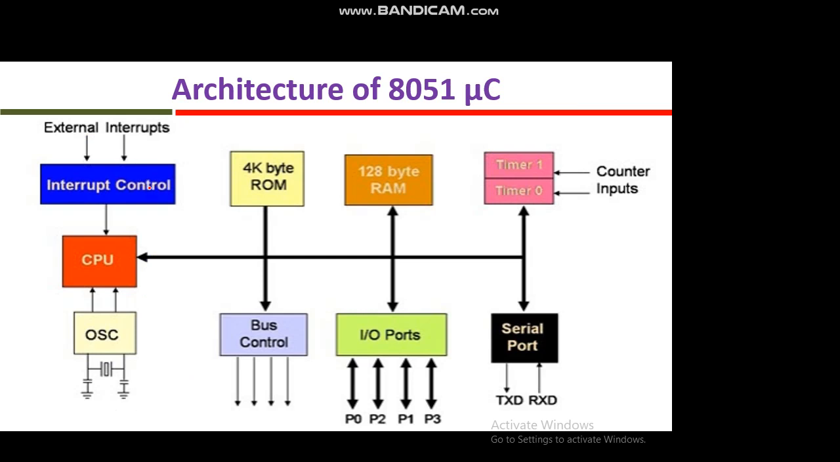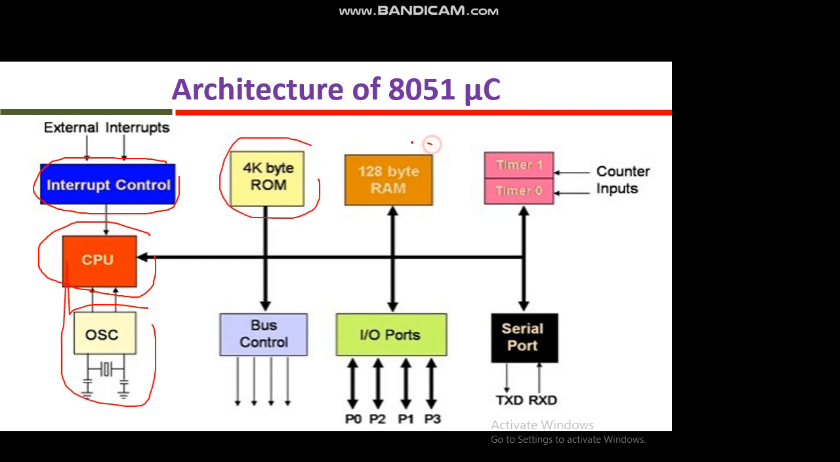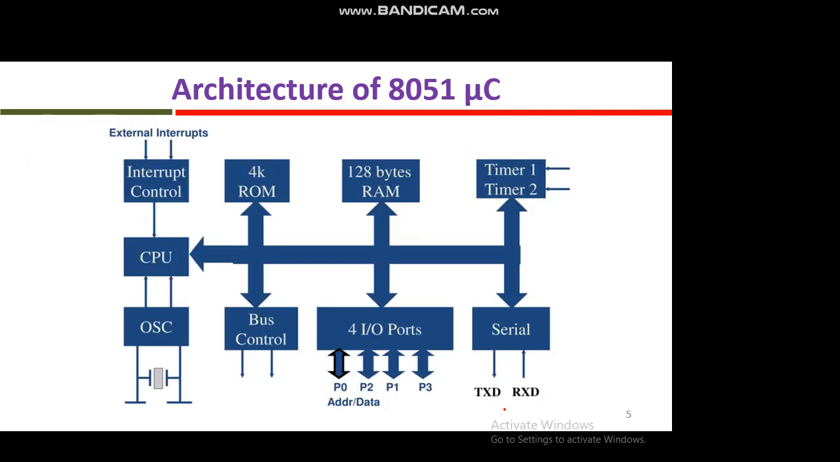It consists of this interrupt control mechanism having 6 interrupts, 8-bit CPU, oscillator circuit, 4 kilobytes of ROM, 128 bytes of RAM, 2 timers, timer 0 and timer 1, bus control, 4 I/O ports. You can see here P0, P1, P2 and P3, and 1 serial port having TXD and RXD. Same diagram with different color. Now let's see each block.